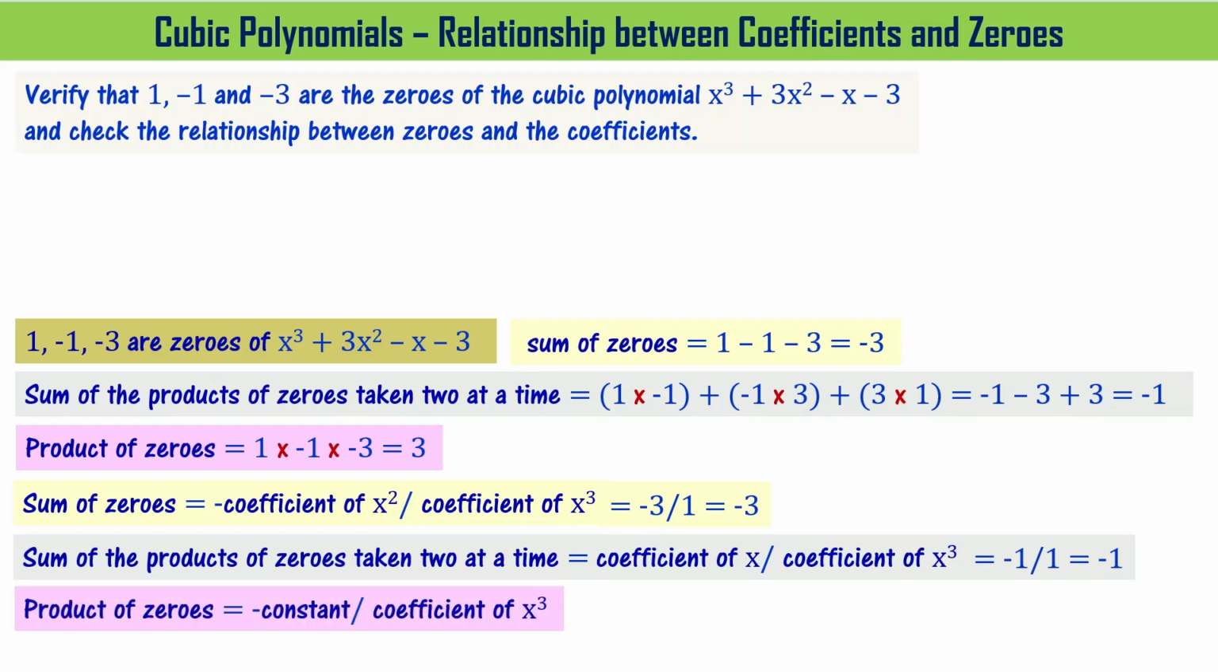The product of zeros is negative of constant divided by coefficient of x cube. Substitute the values of constant and coefficient of x cube such that you get 3 as the answer. That is exactly matching with product of zeros obtained as 1 times minus 1 times minus 3 equal to 3, right? It means that we can now say that whatever formulas we have derived for sum of zeros, sum of the product of zeros taken 2 at a time, and product of zeros, all three formulas are verified, right? Please take a note of this.